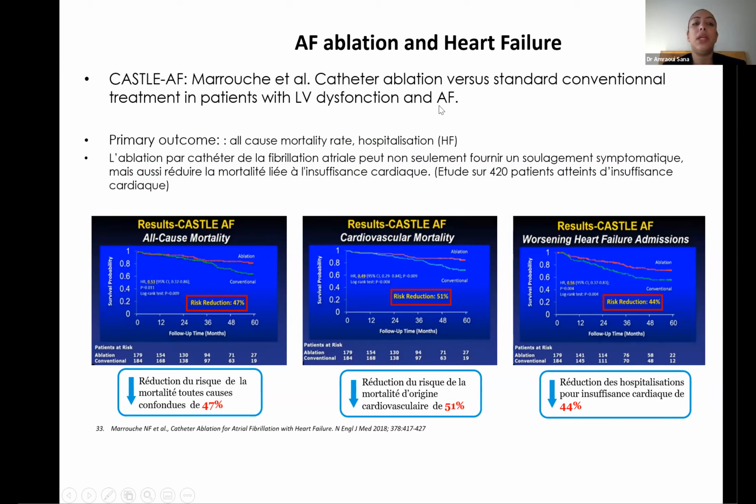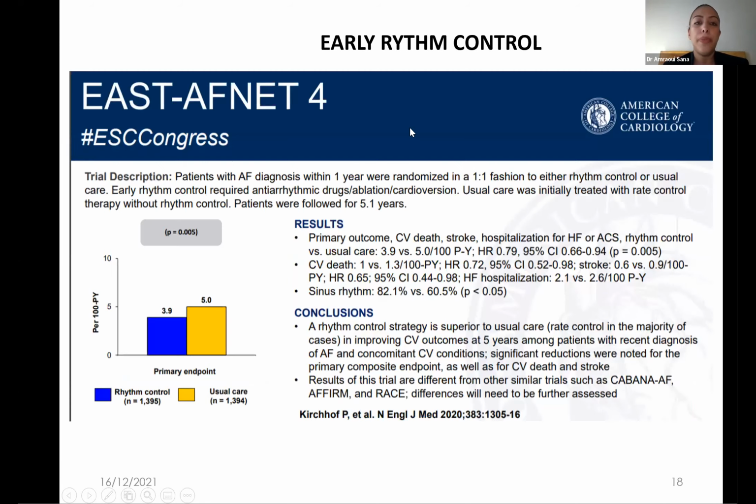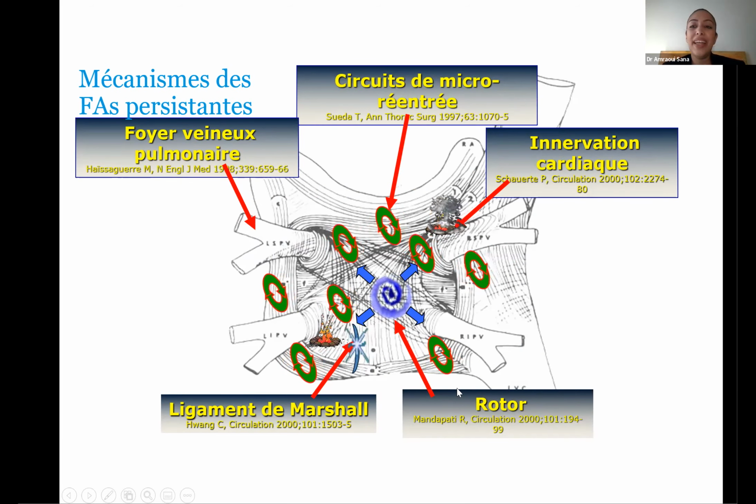Why should we perform AF ablation in heart failure patients? First of all, because we have several studies like this one, CASTLE-AF from Roche and Old, showing that with catheter ablation in heart failure patients with atrial fibrillation, there is a decreased risk of mortality, cardiovascular mortality, and heart failure admission, so hospitalization, in patients who underwent this kind of treatment compared to the conventional treatment. Also, there are several studies showing that there is a need for early rhythm control, so early treatment compared to more delayed treatment.